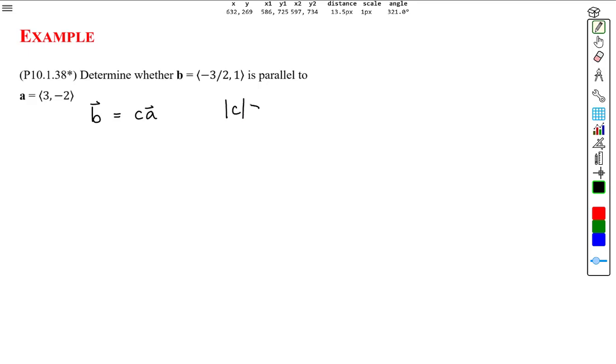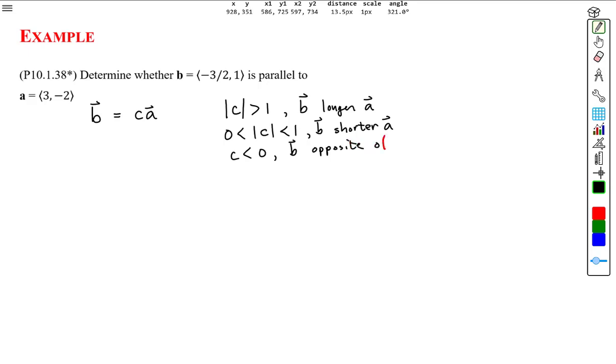If the absolute value of the scalar C is greater than 1, then we know that vector B will be longer than vector A. If the magnitude of the scalar C is a value between 0 and 1, then vector B will be shorter than vector A. If C is a value less than 0, then vector B will be opposite of vector A.